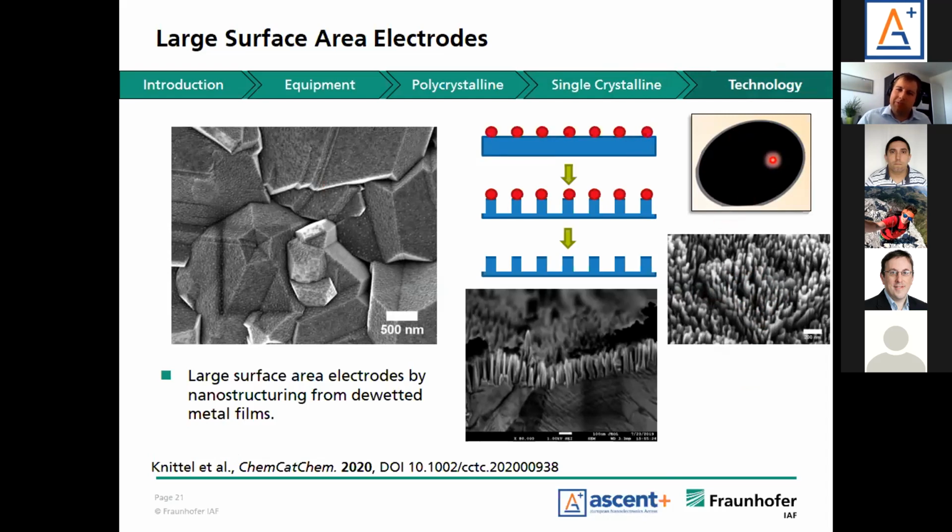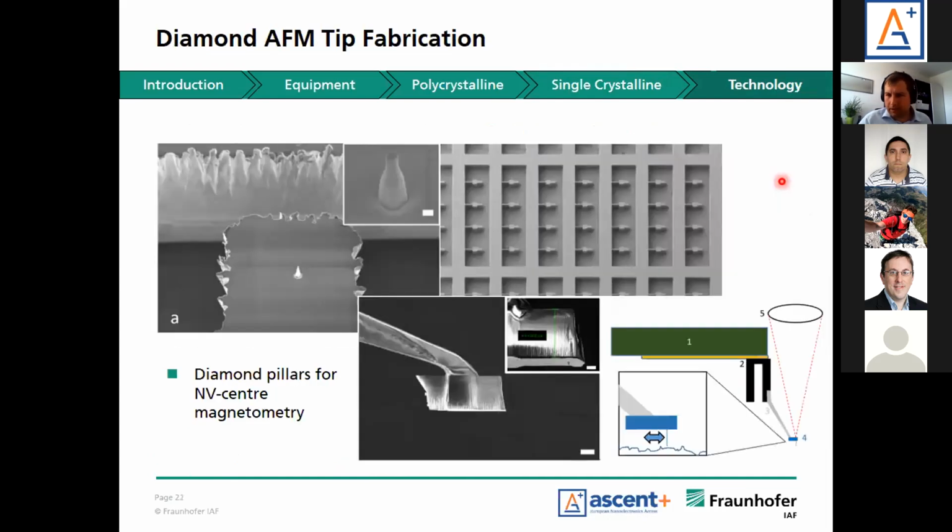Also, what you end up with, this is actually a photograph of a boron doped diamond wafer. The wafer normally is a grayish color. After the nanostructuring, it is deep black. Then we are also doing this on single crystalline diamond for sure.